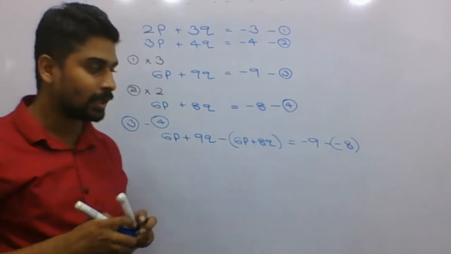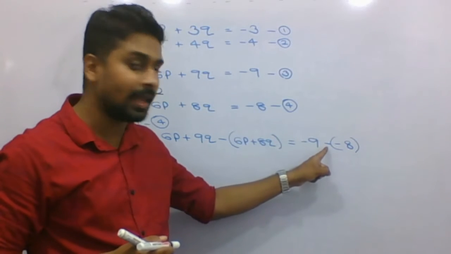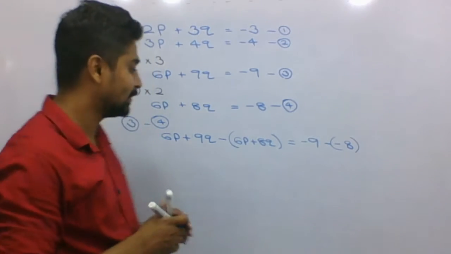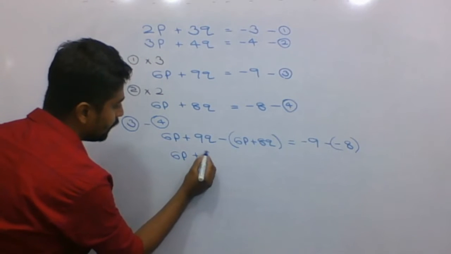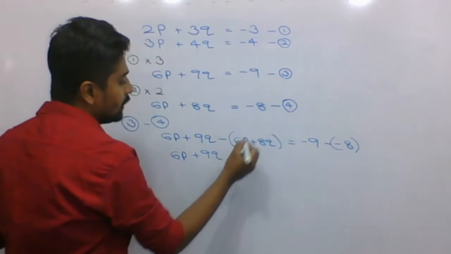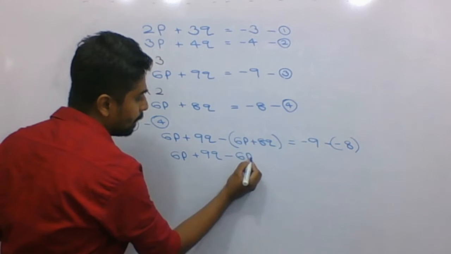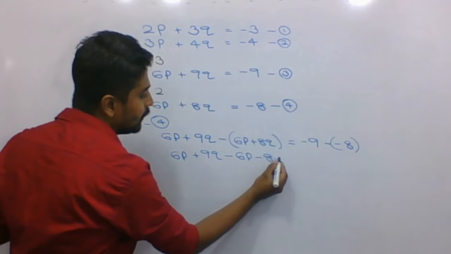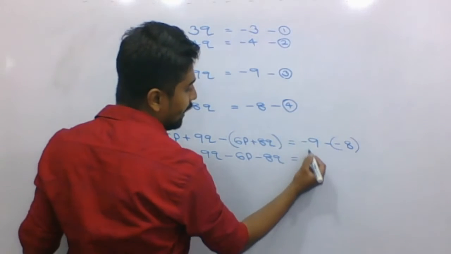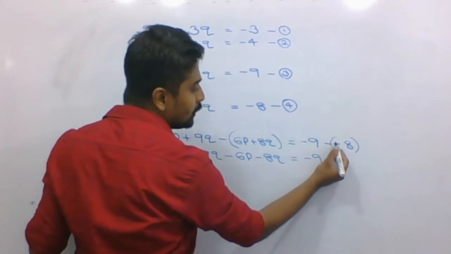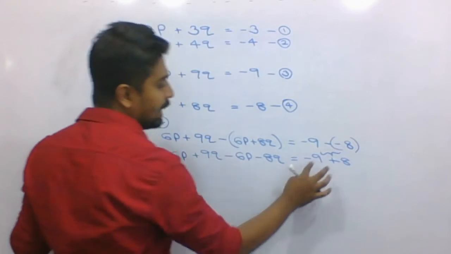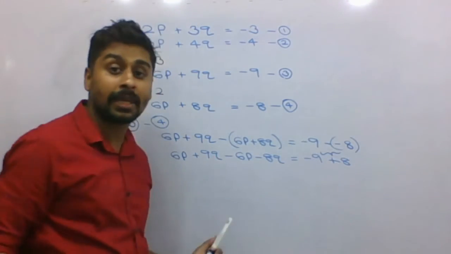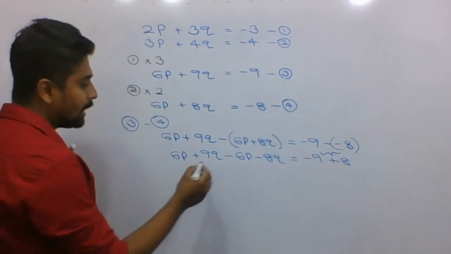Clear, right? So don't take the minus sign near it. There are two minus signs here. Now what happens? Simplify. 6p plus 9q. Here this becomes minus 6p. This becomes minus 8q. This becomes what? Minus 9 here. Minus into minus, it becomes plus, and 8. Minus into minus multiply bracket, it becomes plus. Here what happened?